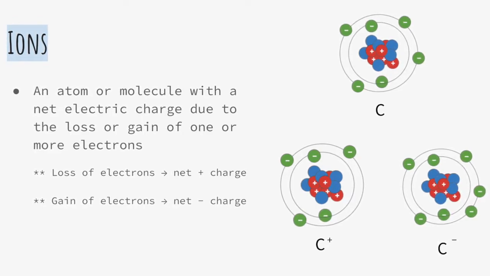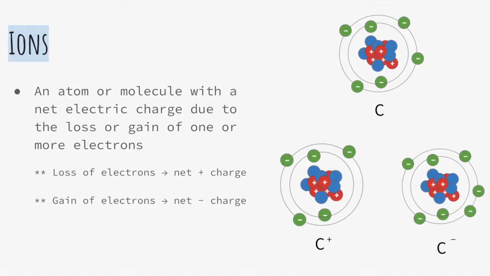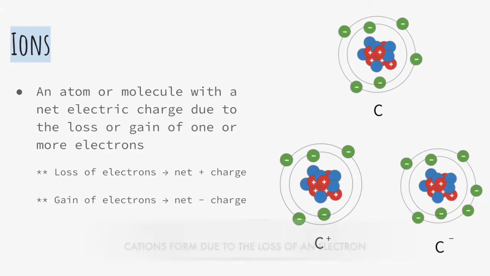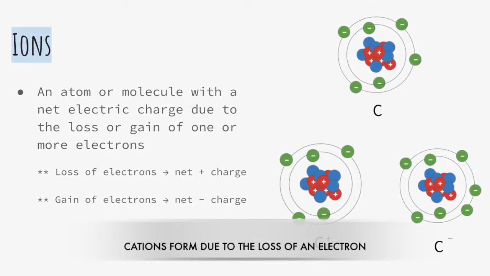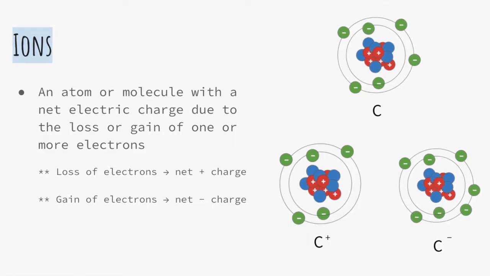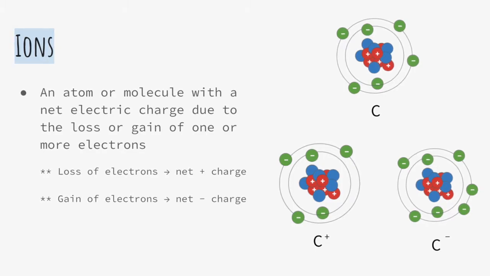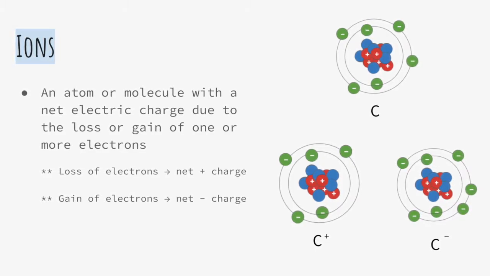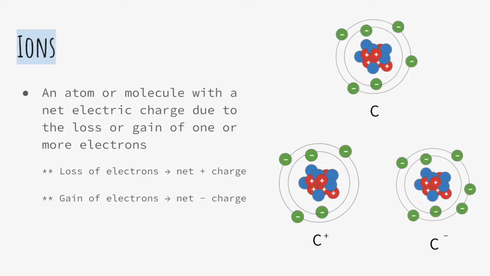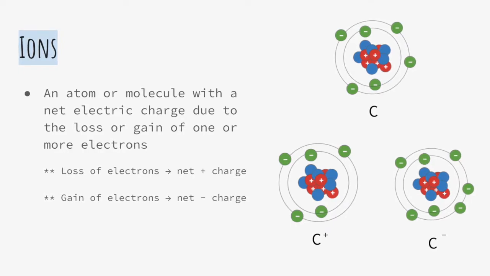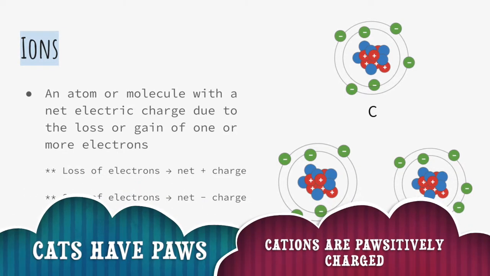There are two different types of ions depending on whether we are gaining or losing electrons. So the first type of ion that we are going to be talking about is called a cation. And cations form due to the loss of an electron. Now this might be a little bit confusing, but if we are losing a subatomic particle that is very negative, that means we are going to end up with a net positive charge because we're losing negativity. So I know it seems a little bit backwards, but cations are going to end up having a net positive charge. And a way I remember this is through the phrase, cats have paws, so cations are positively charged.